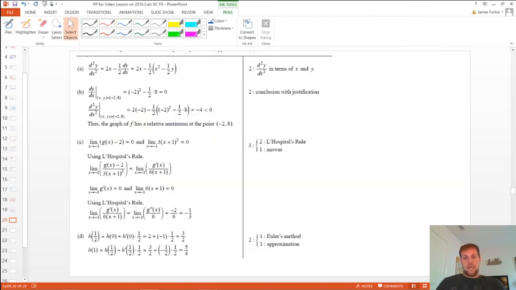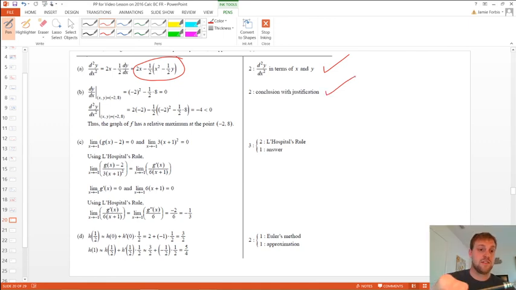All right. So here's my answer key. I got the second derivative in terms of x and y. You see that right there. For B, you get 2 points with the conclusion with justification. And so they used the second derivative test. They did the first derivative to show it equals 0, and the second derivative to show the value was less than 0, so therefore it's a maximum.